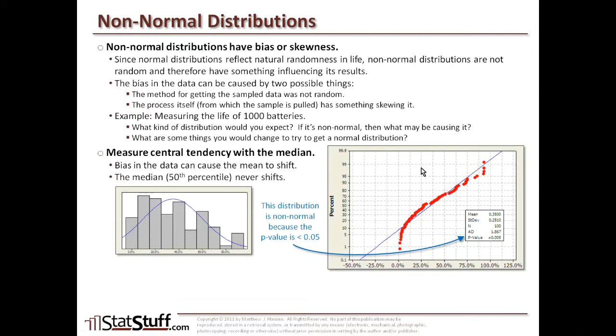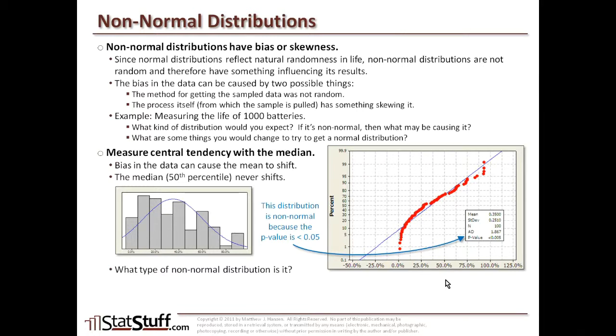And because it's not falling on a straight line, and because of this test itself, the Anderson-Darling test, where it's showing the p-value is less than 0.05, which might be our alpha risk, because of that, we might say this is a non-normal distribution. And if it is a non-normal distribution, then we would have to use the median as our measurement for central tendency. So what type of non-normal distribution is it?